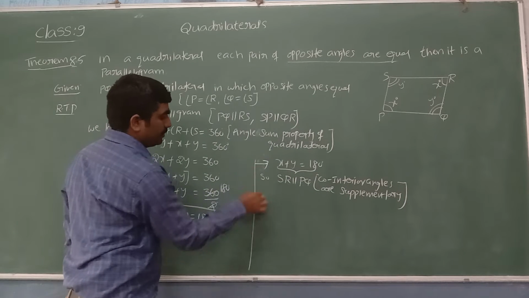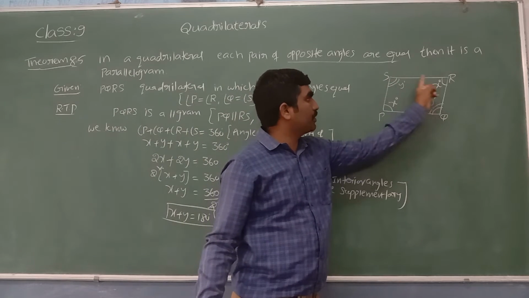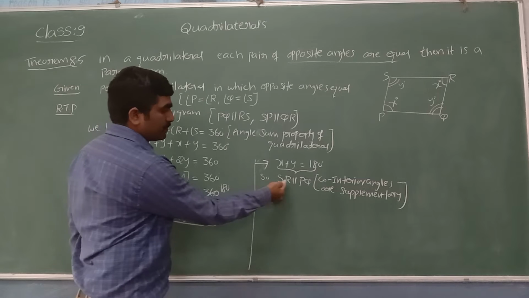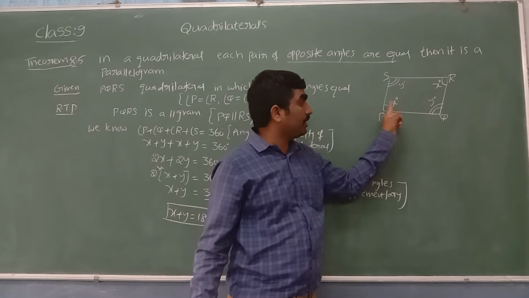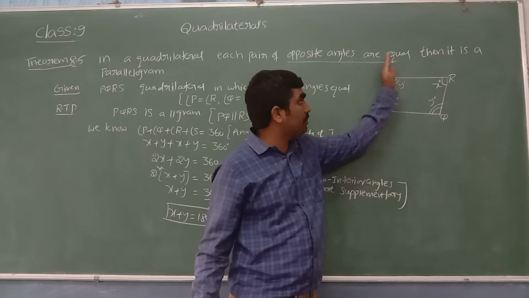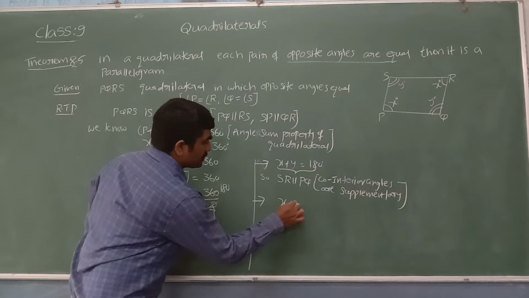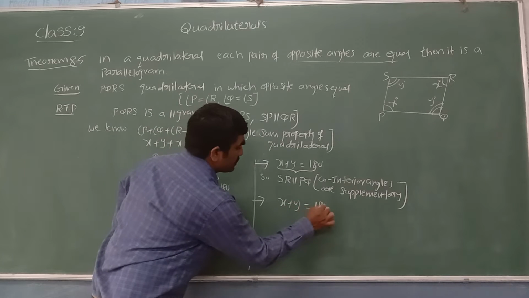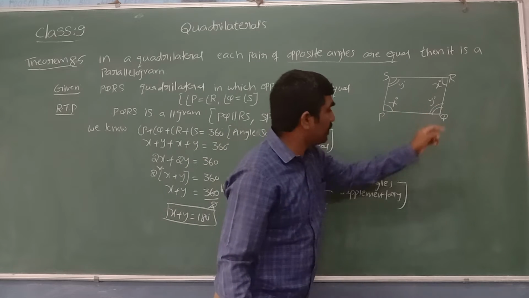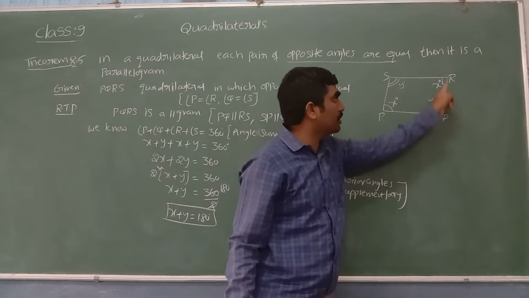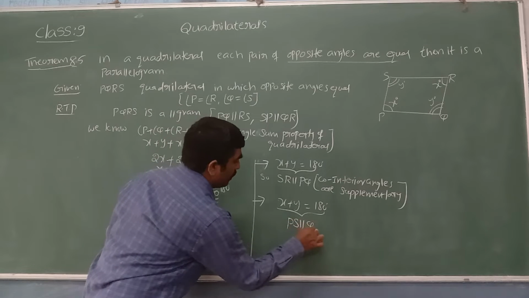And also x plus y is 180. So PQ is parallel to SR. And also x plus y is equal to 180. Co-interior angles supplementary. From here I can say PS is parallel to QR also. Yes. Let me write here PS is parallel to QR.